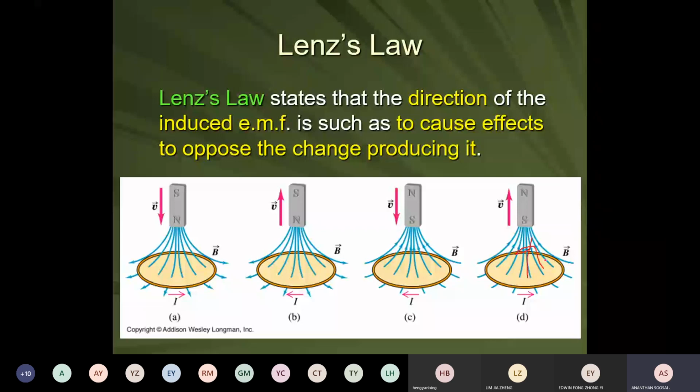So the current must produce another field to enhance the field. So the current must produce this field upwards. So use the right hand grip rule. The current will flow in this way. The current as shown here should flow in an anti-clockwise direction, creating another magnetic field upwards to decrease the change.